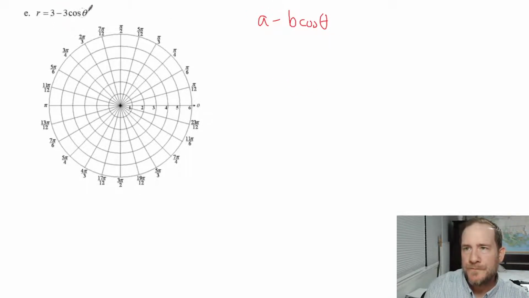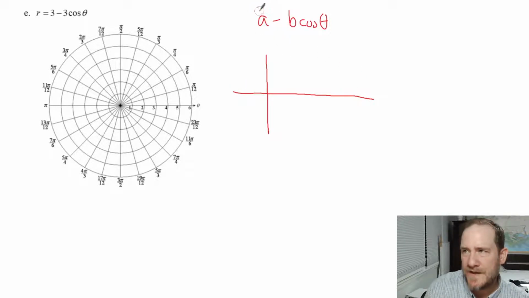So how do you do this? You're supposed to be recognizing that this is certainly a limacon, just by the form of it. It's an A minus B cosine theta. So that's the right form for sure. Then they're both 3's, so they're equal, so that makes it a cardioid.